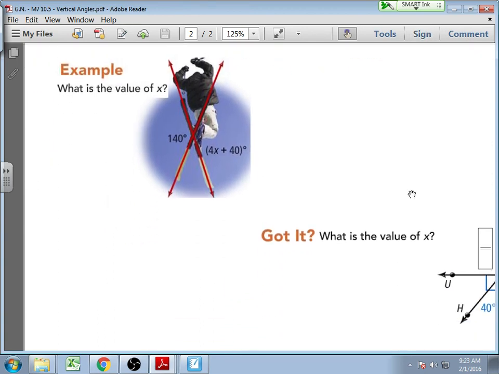So this might be a little hard to see on your paper, but we are on the back now. Actually, it printed a little nicer. If I know that my 140 degrees is this side of the skis, and I know my 4x plus 40 is this side of the skis, how can I solve for the value of x? Eminal, what do you think?